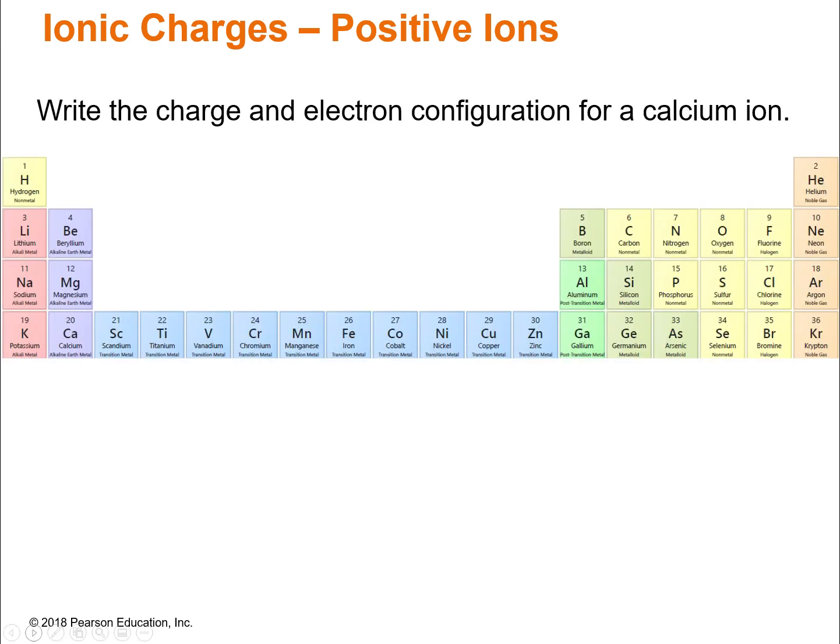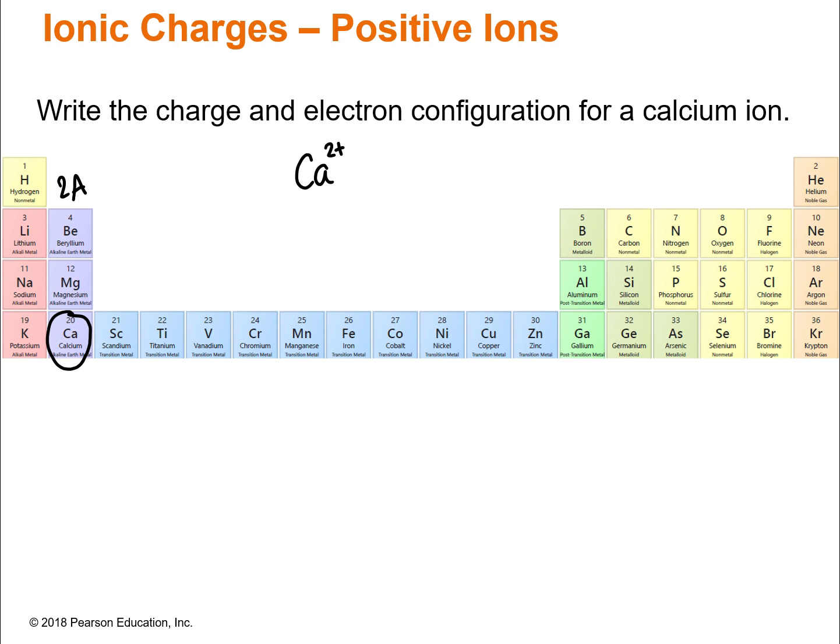Let's do an example. Write the charge and electron configuration for a calcium ion. Find calcium. It's in group 2A. So right away, we know the charge. You write the symbol, and then you write the charge as a superscript. So that's that part. Now we need to write the electron configuration, and I will write out the full configuration and the noble gas configuration just because the practice is really good.